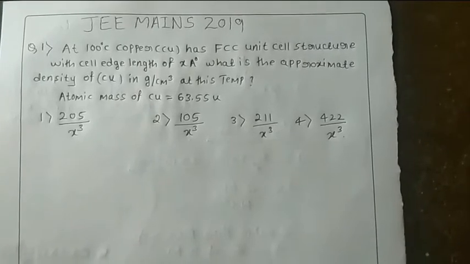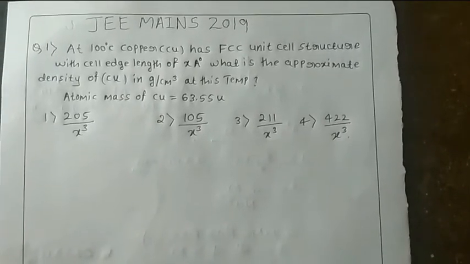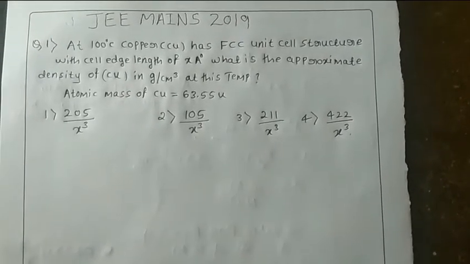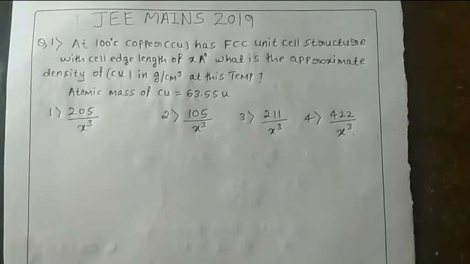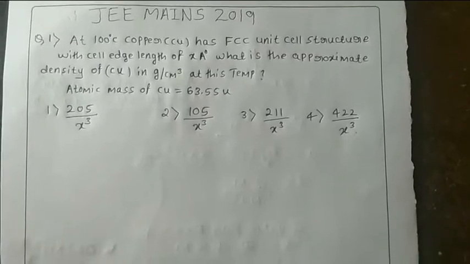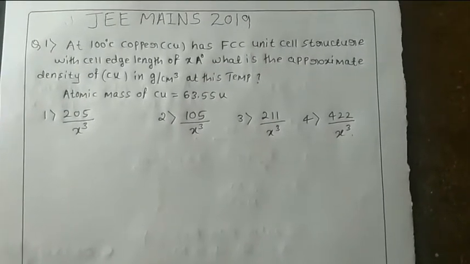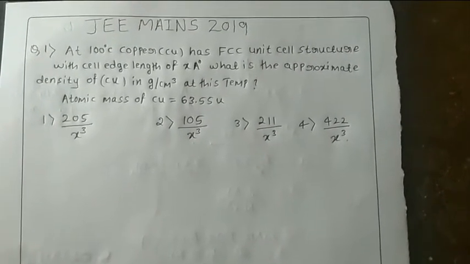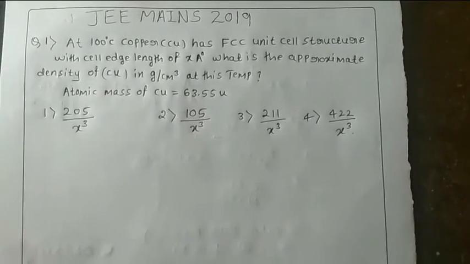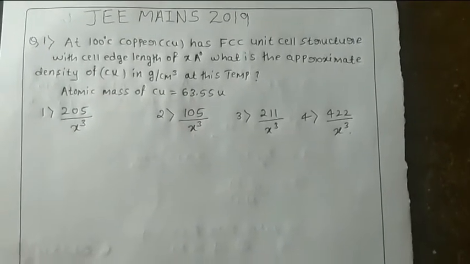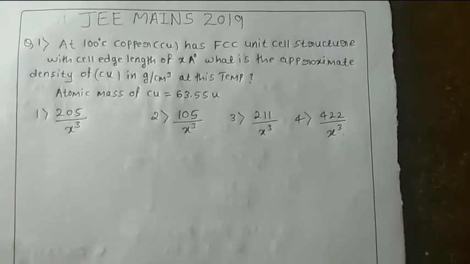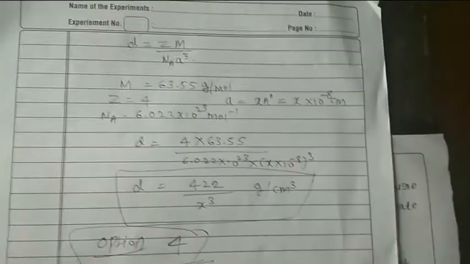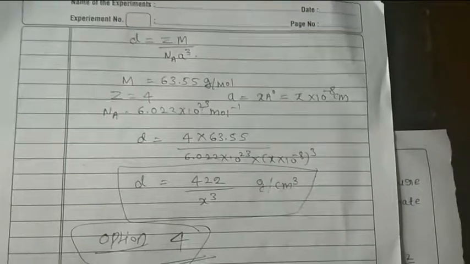The main point in this question is they ask to calculate the density in gram per centimeter cube. The given cell edge length is X angstrom. They are given edge length in terms of angstrom. We have to convert angstrom into centimeter, then do calculation. Okay, let us solve this problem.